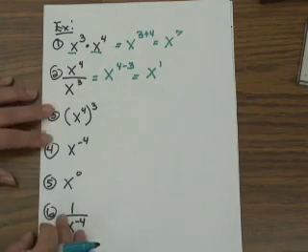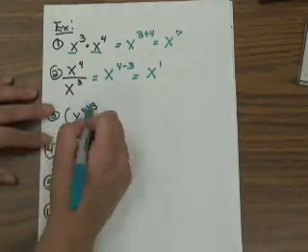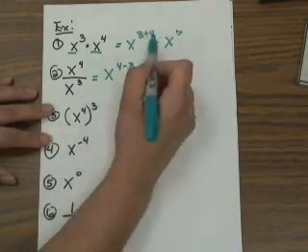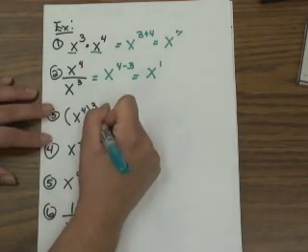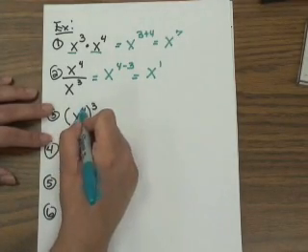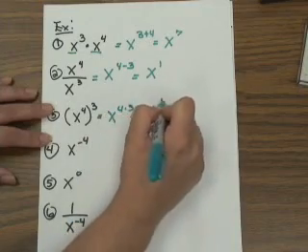In the third one, we have x to the 4th raised to the 3rd power. This is that power to power rule. Again, we already added the exponents and subtracted. The only thing that's left is to multiply. So x to the 4th and 3, we get 4 times 3, which gives us x to the 12th.